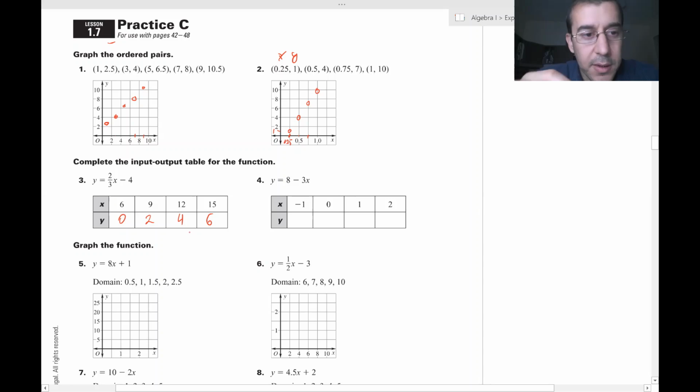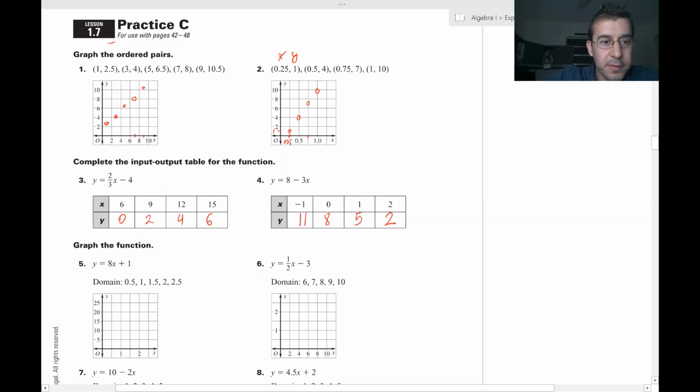Number 4, the function is y equals 8 minus 3x. When x is minus 1, I have minus 3 times minus 1, that's 3, plus 8, 11. When x is 0, any number multiplied by 0 is 0, so we have 8. Minus 3 times 1 is minus 3, plus 8 is plus 5. When x is 2, we have minus 3 times 2 is minus 6, 8 minus 6 is 2.